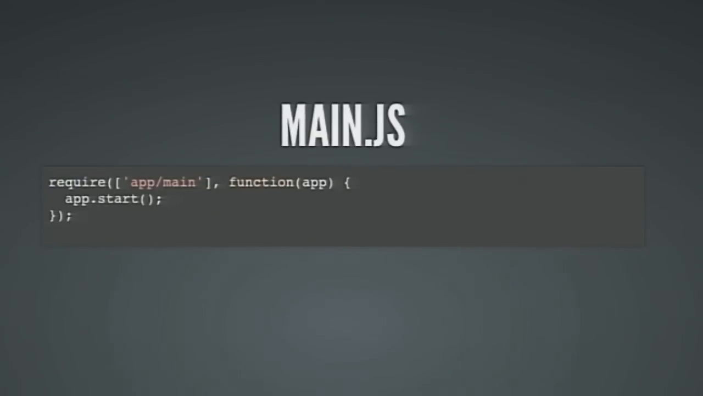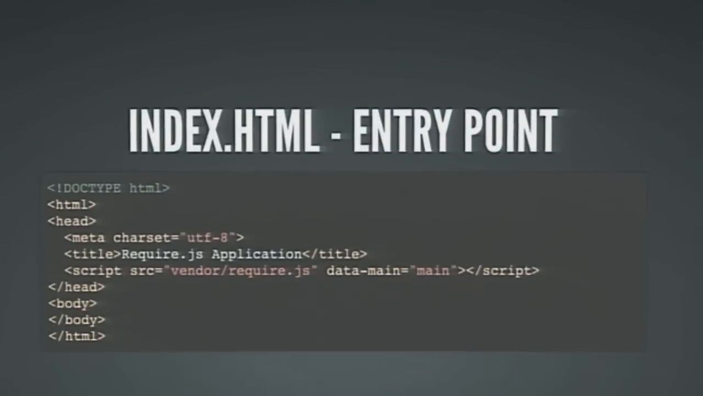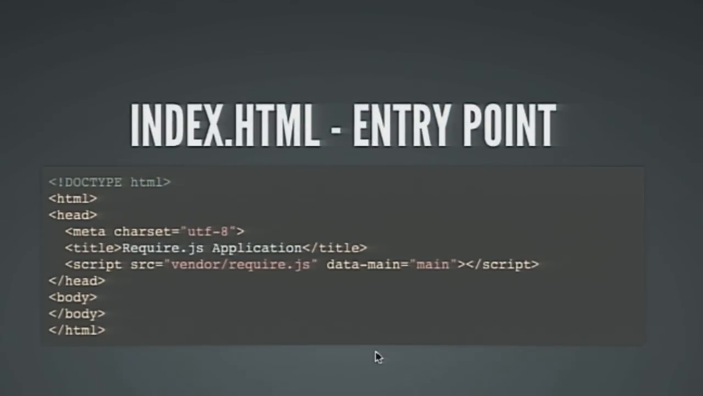So what would our main.js look like for that app that we're talking about? We would require app/main, when we get app we call app.start, and then that would set the HTML body to hello world. Luckily, we don't have to put that in a script tag. In fact, we can just put this data-main attribute onto the RequireJS script, and it'll actually trace this as our entry point for our module. So it'll go download main.js, which will then require app/main, and then it'll start our app up.